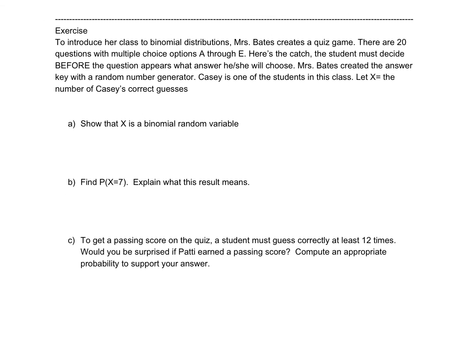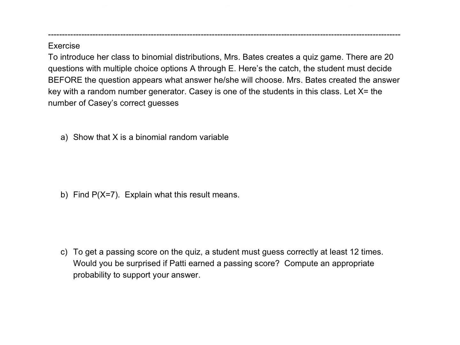So, exercise. To introduce her class to binomial distributions, Mrs. Bates creates a quiz game. There are 20 questions with multiple choice options A through E. Here's the catch: the students must decide before the question appears what their answer is going to be. What is your answer going to be? B, C. Exactly. Mrs. Bates created the answer key with a random number generator. She's evil. Casey's one of the students in the class. Let X be the number of Casey's correct guesses.